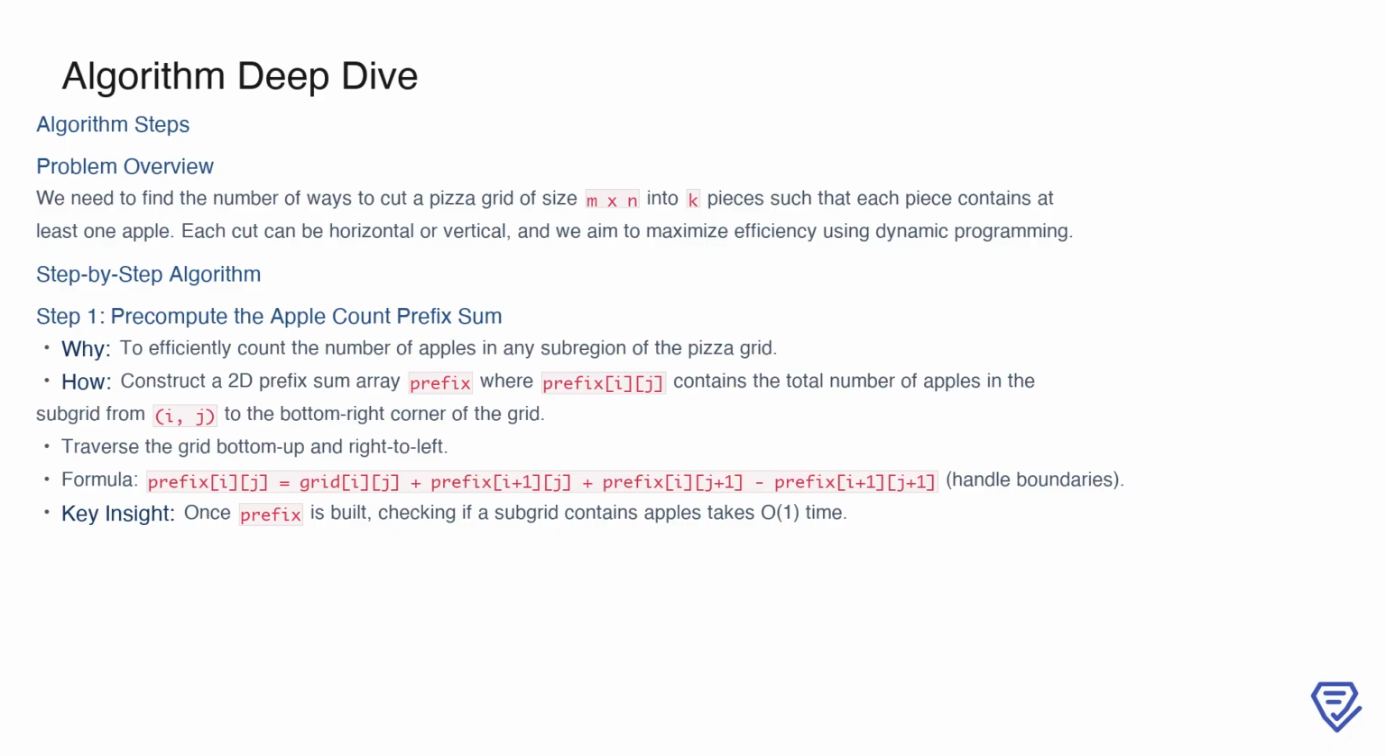We construct the prefix array by traversing the grid from the bottom right corner upwards and to the left. For each cell (i, j), we compute the sum of apples in the subgrid spanning from (i, j) to the bottom right corner using the formula: the current cell value plus the sums from the row below and the column to the right, minus the overlap from the bottom right diagonal. This ensures that all subgrid apple counts can be queried in constant time during the dynamic programming process. Efficient subgrid calculations like this are vital for keeping the algorithm performant.